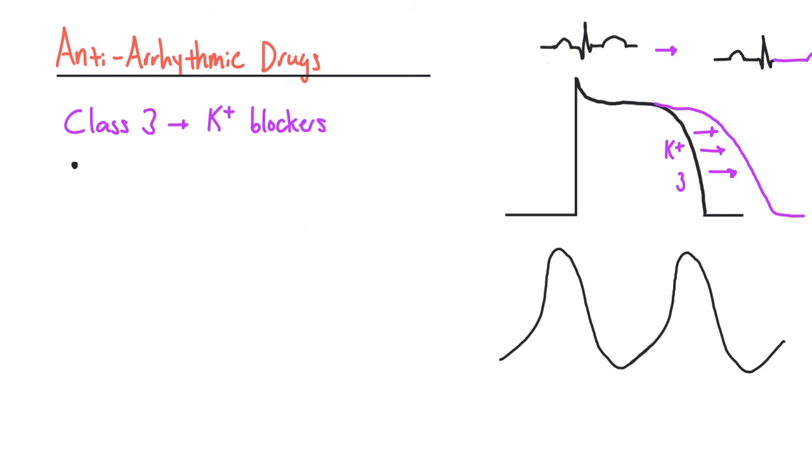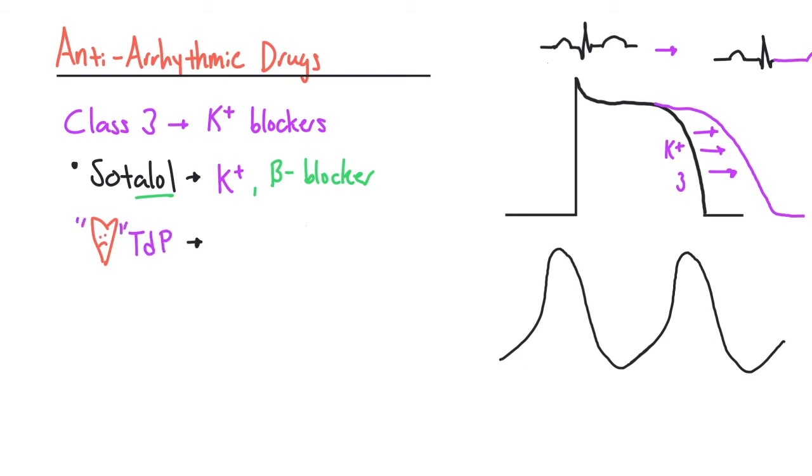Our next class 3 agent is sotalol, which, as you may have guessed from the -alol ending, is both a combined potassium channel blocker and a weak beta blocker. Sotalol is very similar to dofetilide and our other potassium channel blockers in that it does increase the risk of torsades and thus must be initiated in the hospital setting for at least 3 days.